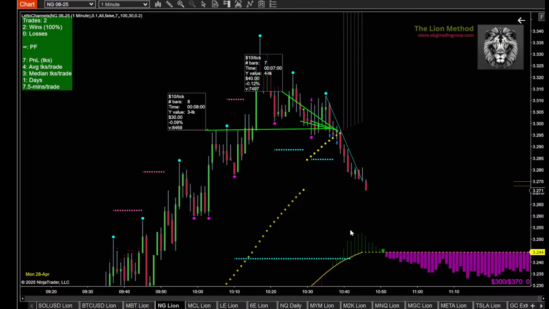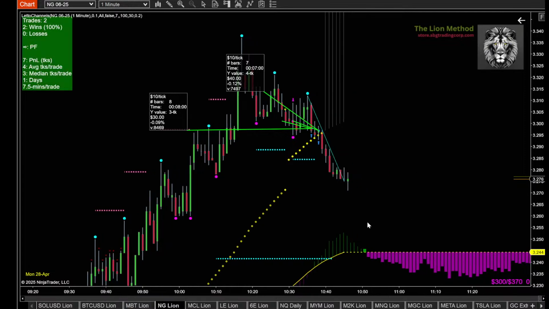So we had that one pretty well nailed. Again, the entry was right at that pink level. Stop was up here. Would have been perfect. And the target was down here. Target there was set for would have been $110, but we settled with 70. Not too bad.